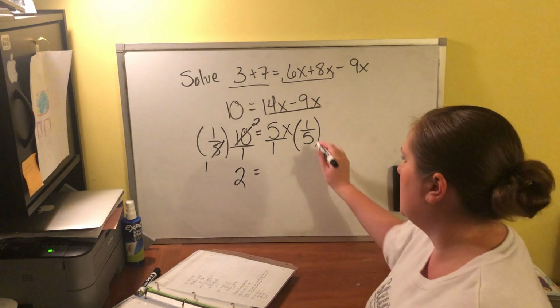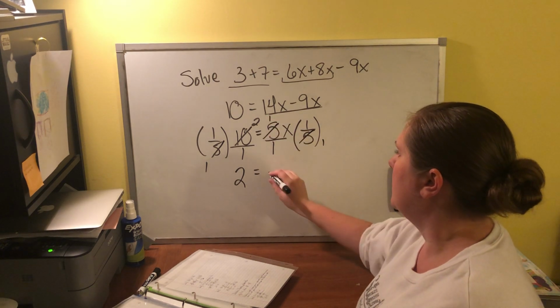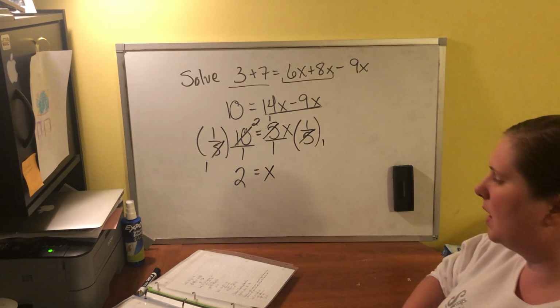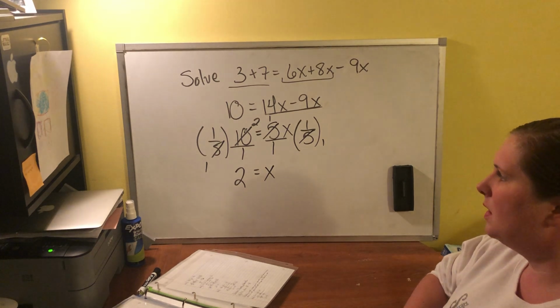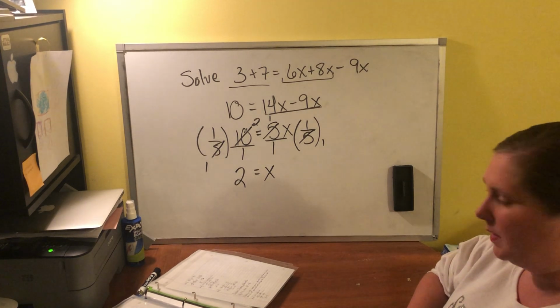Looking at the right-hand side of the equal sign, the 5's cancel, become 1s, and I'm left with an x. So x is 2, okay? So that is using that multiplication property.